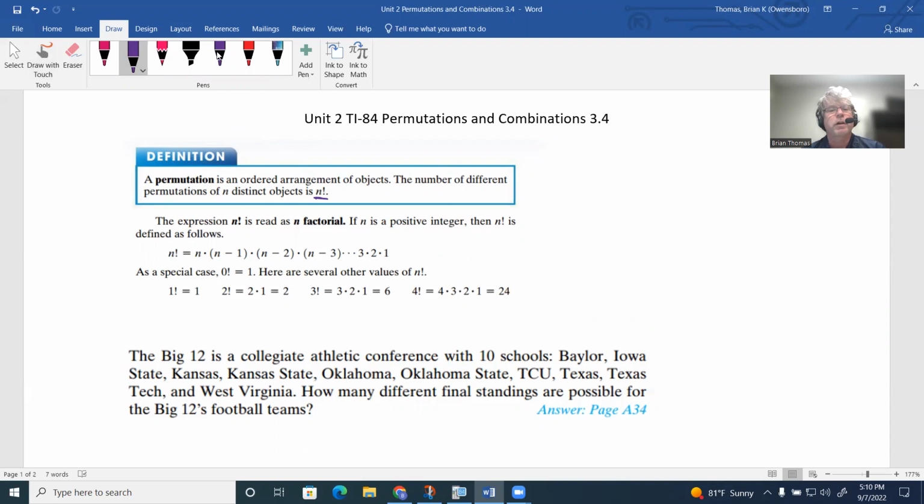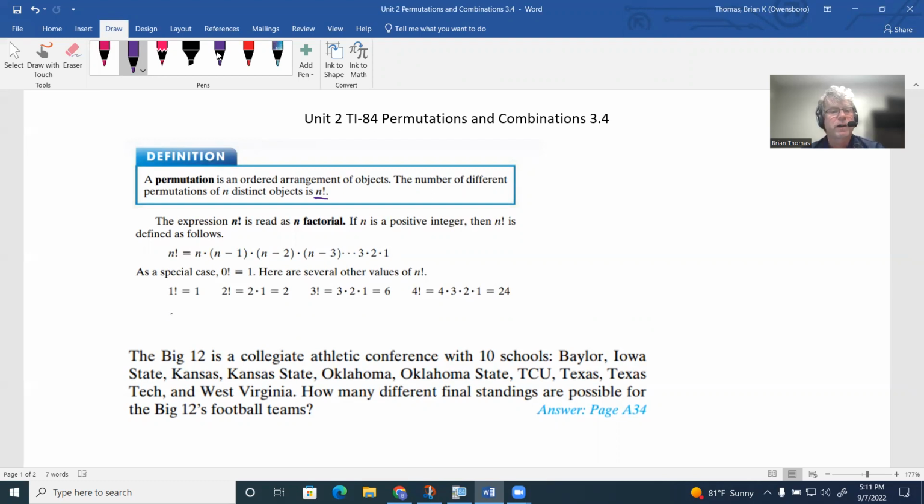Some things they talk about, n factorial just means n times n minus 1 times n minus 2 times n minus 3, all the way down to 3 times 2 times 1. So 0 factorial is just equal to 1. 1 factorial is equal to 1. 2 factorial means 2 times 1, which is 2. 3 factorial means 3 times 2 times 1, which is 6. 4 factorial would be 4 times 3 times 2 times 1, which would be 24.